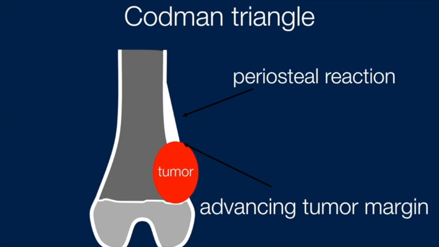There's the lesion in red, advancing margin causing the periosteal reaction to be elevated, and that is a Codman triangle in an aggressive lesion. Think of osteogenic sarcoma. Can you also see it in a benign lesion? That is correct. Infection sometimes will have this.